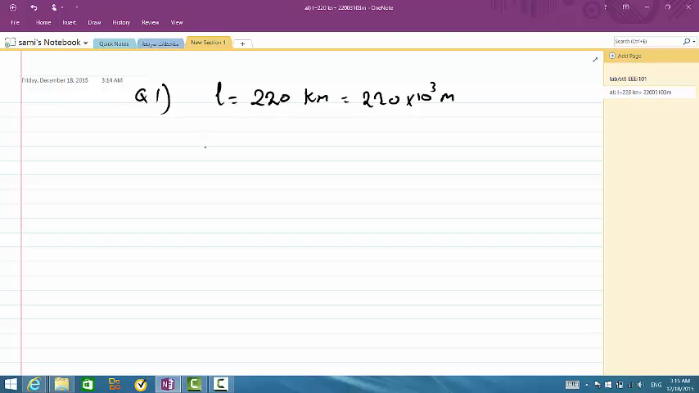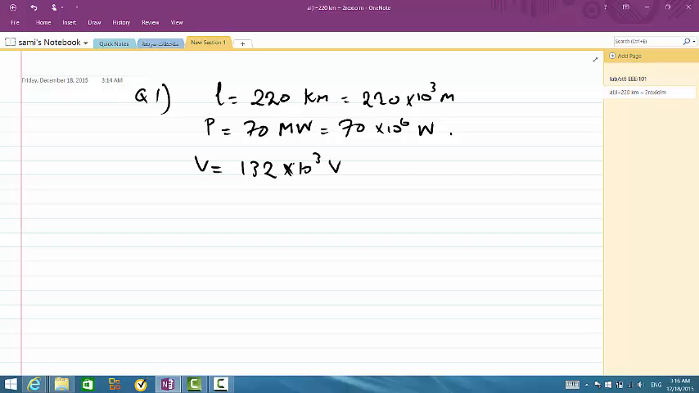This is the first given. The second given: a transmission line carrying a power of 70 megawatts. So the active power is 70 megawatt, or 70 times 10^6 watts. The voltage level is 132 kilovolt. So the voltage of the transmission line is 132 kilovolt, or 132 times 10^3 volt.